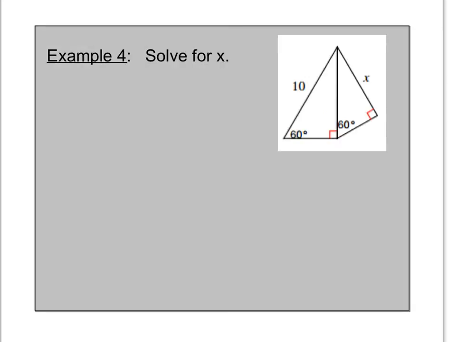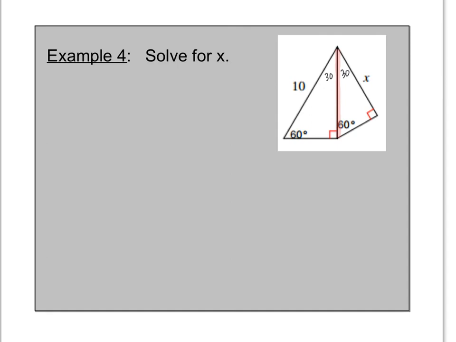Example 4. This time you'll notice we have two 30, 60, 90 triangles. This would be 30 degrees and this would be 30 degrees. We're supposed to solve for x. You're going to start by finding the side that the triangles have in common. And so we have to start by finding this side. And we're going to have to start where we have a number, and that is the 10 for the hypotenuse.